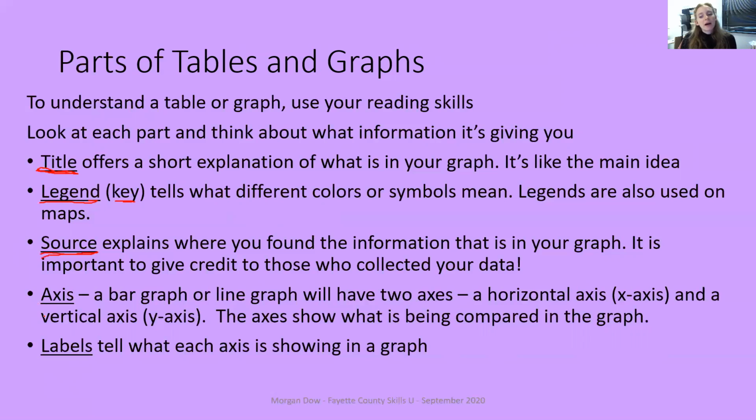And then if we're talking about a bar graph or a line graph, you will have two axes. So you will have a horizontal axis or an x-axis, and you will have a vertical axis or a y-axis. The two axes show what are the two things that are being compared in the graph. So again, we're still talking about comparisons here. We've been talking about comparisons all lesson long, right? So comparing two things. And then for your axes, you should be on the lookout for labels. So the labels should tell you what each axis is showing.